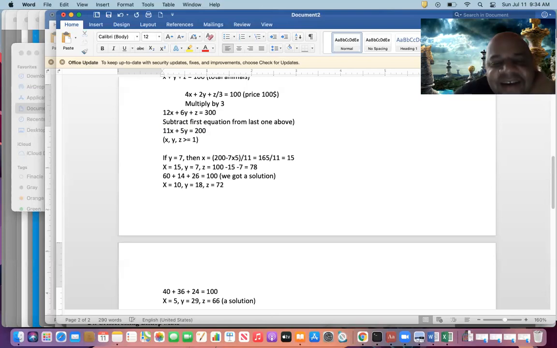And why you are saying that, Madhura? Because 11x plus 5y is equal to 200. See, y being a multiple of 5, and 200 also is a multiple of 5. So when you subtract some multiple of 5 from 200, the resulting number will also be a multiple of 5. That is a very good insight, good way to think, Madhura.